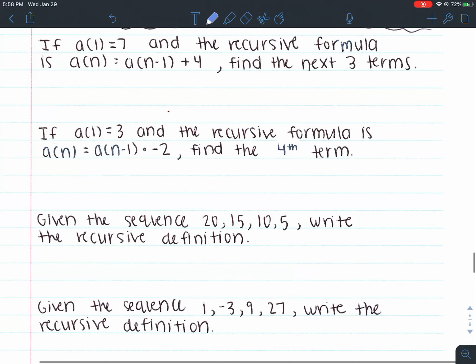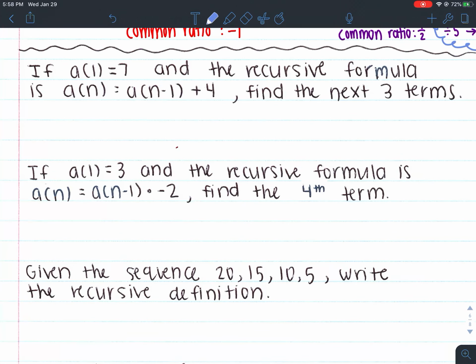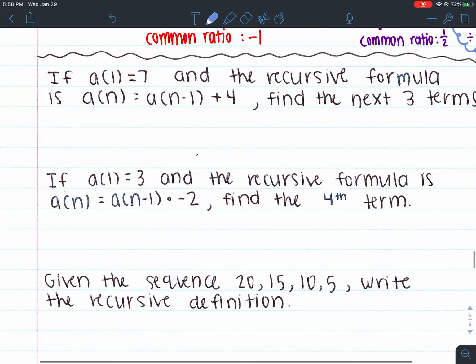All right, so in the next 4 examples, we're going to look at using the recursive rule and then applying the rule. So in the first one, if a of 1 equals 7, and the recursive formula is a of n equals a of n minus 1 plus 4, find the next 3 terms. All right, well, they gave us 2 bits of information here.